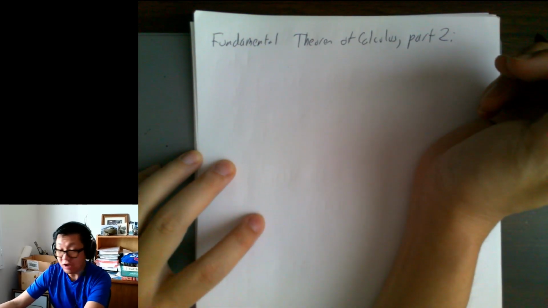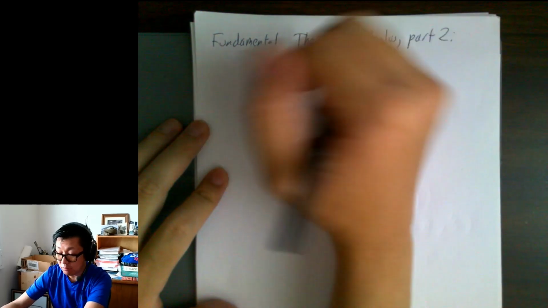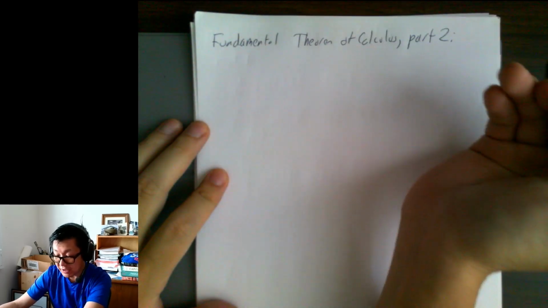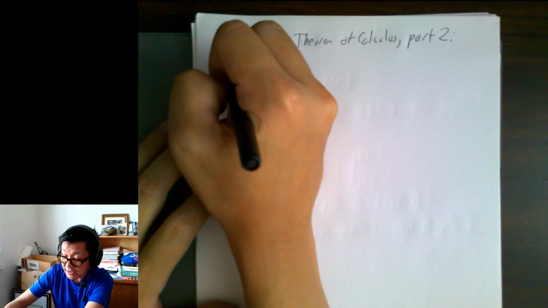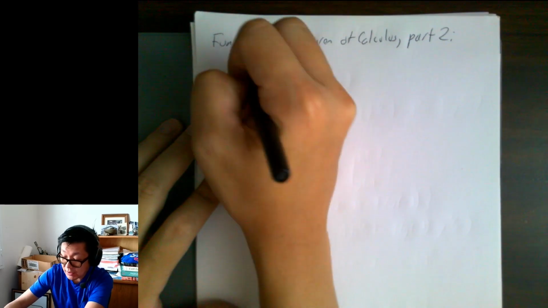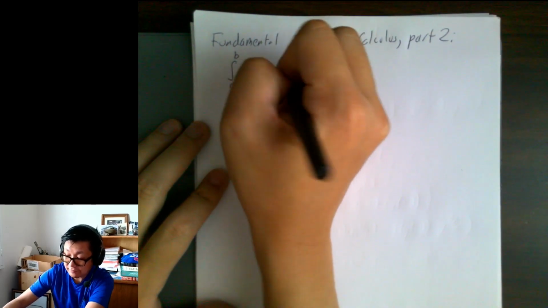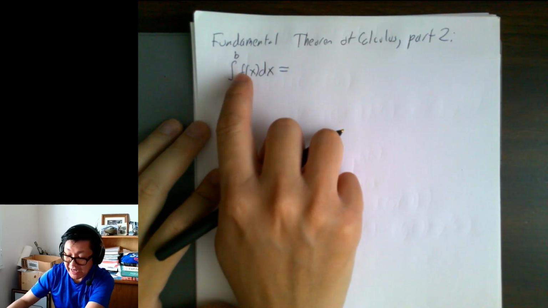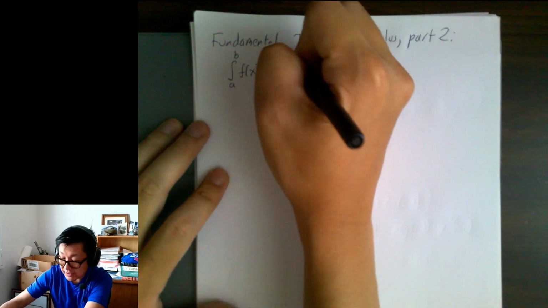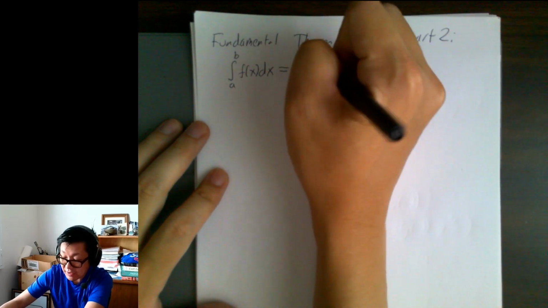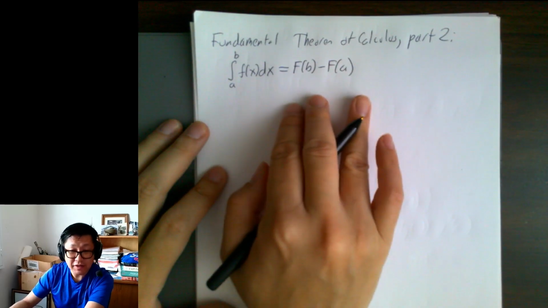Hello, today we're going to be talking about Fundamental Theorem of Calculus Part 2. Now Part 1 concerned the derivative of an integral, so you might guess that Part 2 concerns the integral of a derivative. So if I integrate a function, and capital F is the antiderivative of function f of x, then this will be capital F of b minus capital F of a.